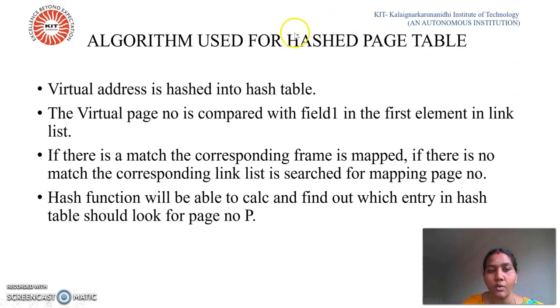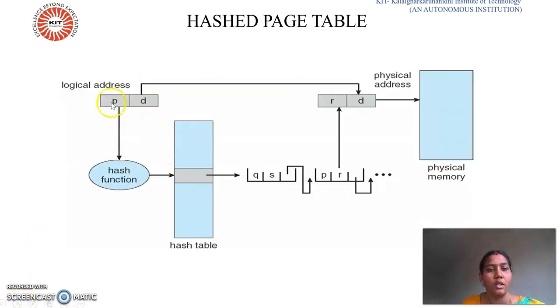So the algorithm that is used is: the virtual address is hashed into the hash table. I'll explain the diagram and then we'll get back to this algorithm. So first one is your logical address generation, where you have process P that is given to the hash function. You are searching for this particular page. So in the hash table you are searching for the page under the process P1, which is in a linked list format.